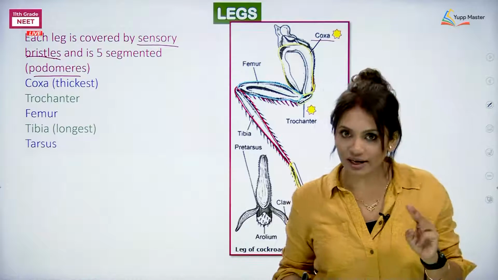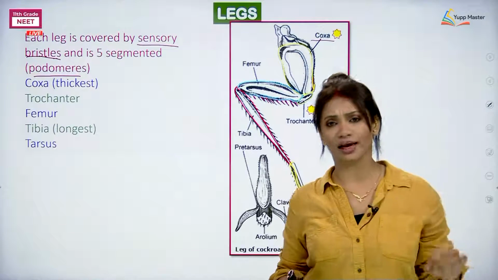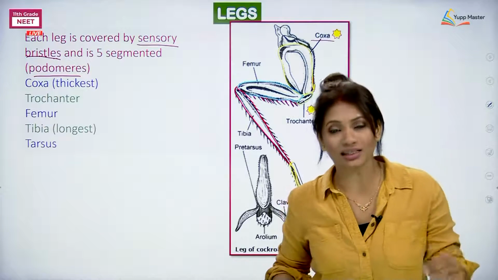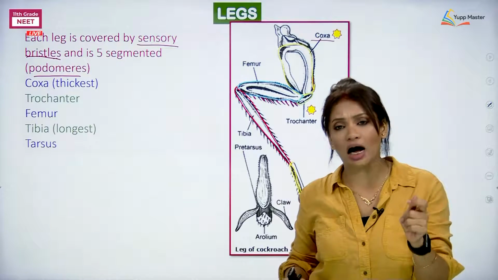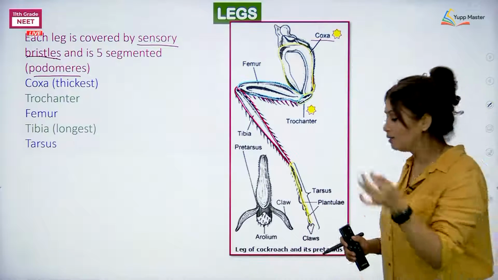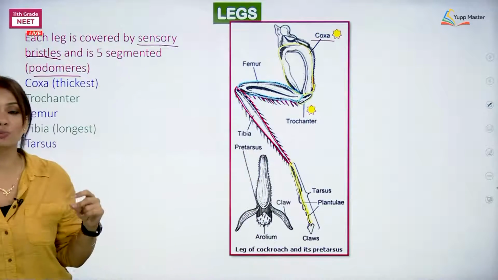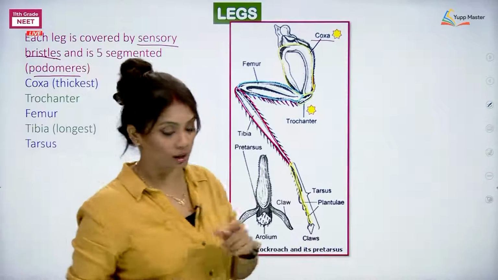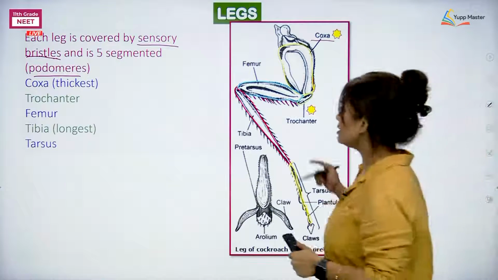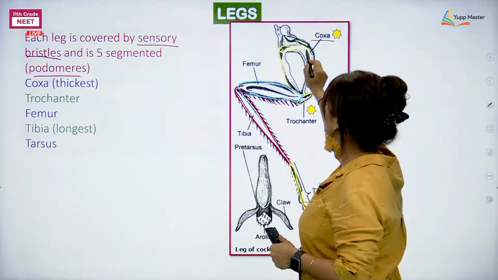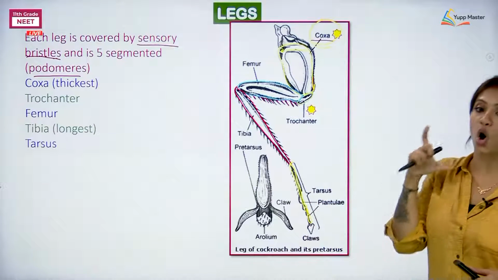There are 3 pairs of legs, each of them similar to each other. All the legs are alike, and all the legs are divided into 5 segments, and those 5 segments are, one by one, again coxa, trochanter, femur, tibia and tarsus. These should be on the tip of your tongue. Alright, MCQs can come from here. Which is the thickest segment? The thickest segment is this one here, and that would be the coxa. Which out of these is the longest segment?